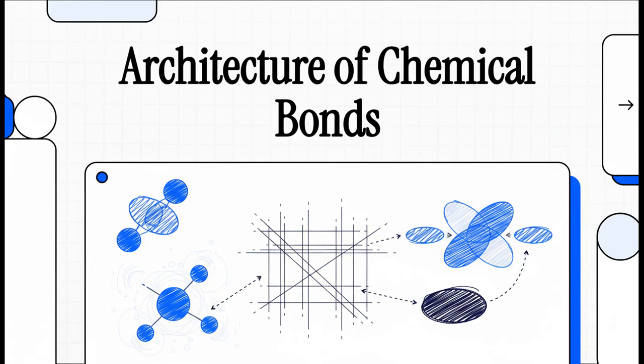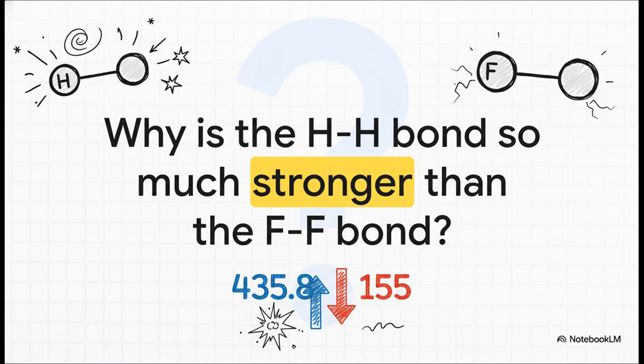Have you ever really stopped to think about what holds our world together? I mean, everything from the water you drink to the air you breathe, it all comes down to chemical bonds. You can think of them as these invisible architectural plans that dictate the shape, the strength, and really the substance of everything around us. So today, we're going to map out one of the most powerful blueprints for understanding this architecture, valence bond theory.